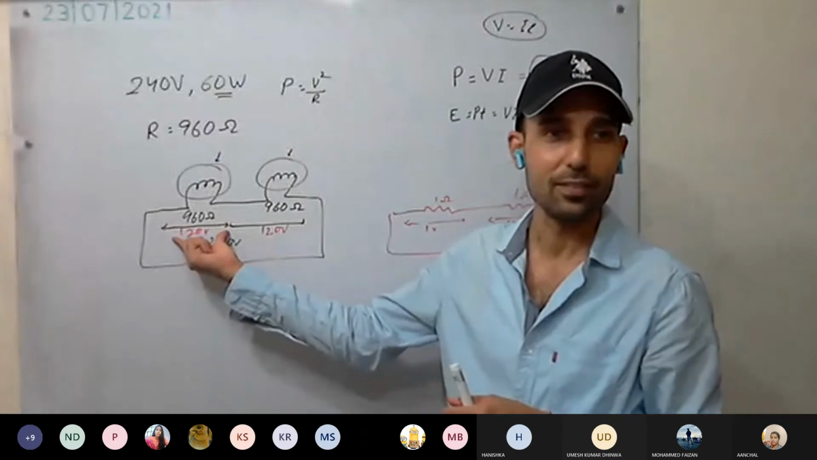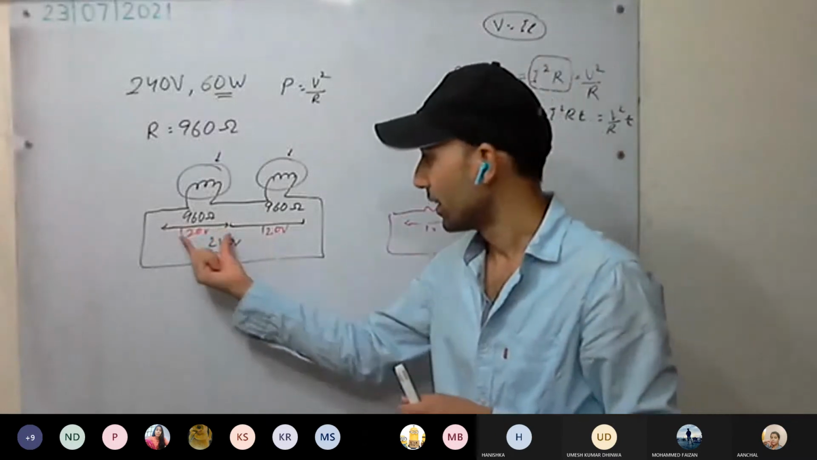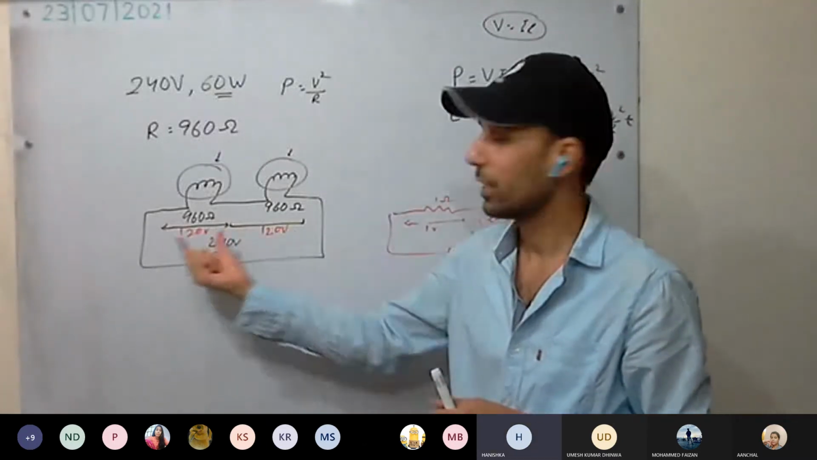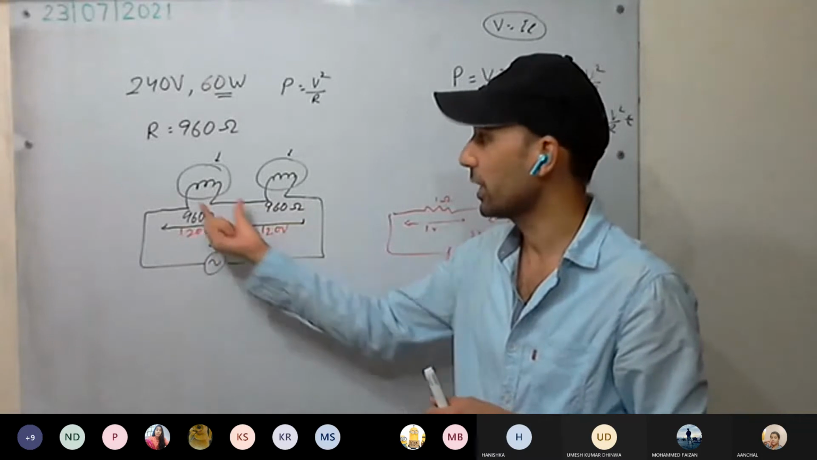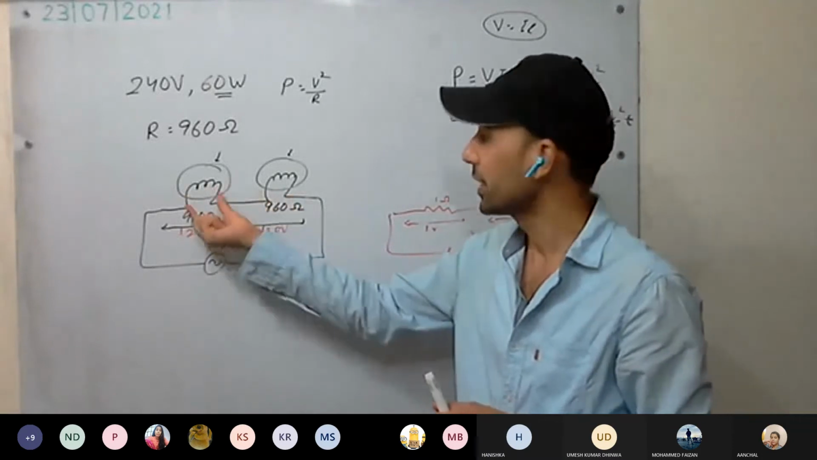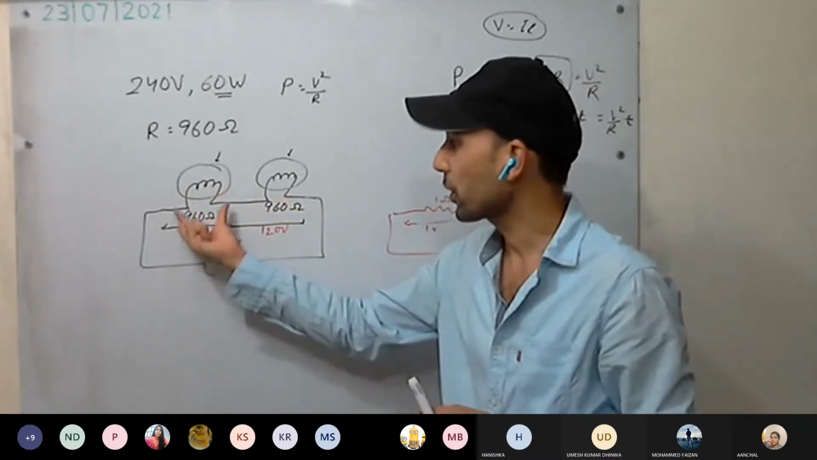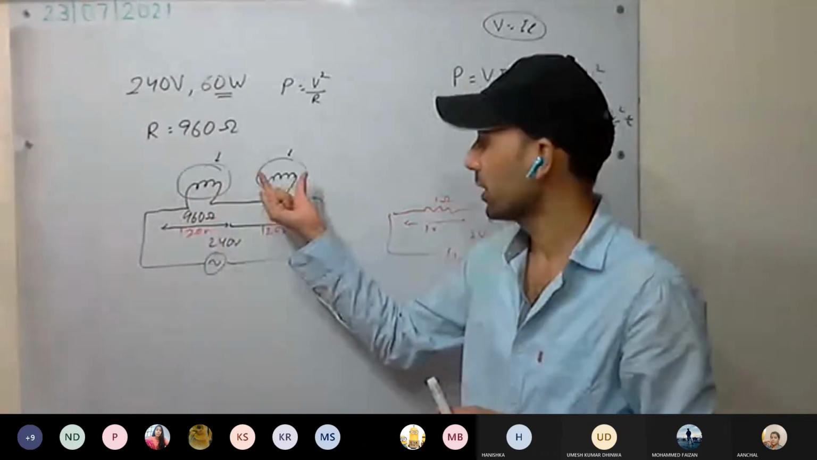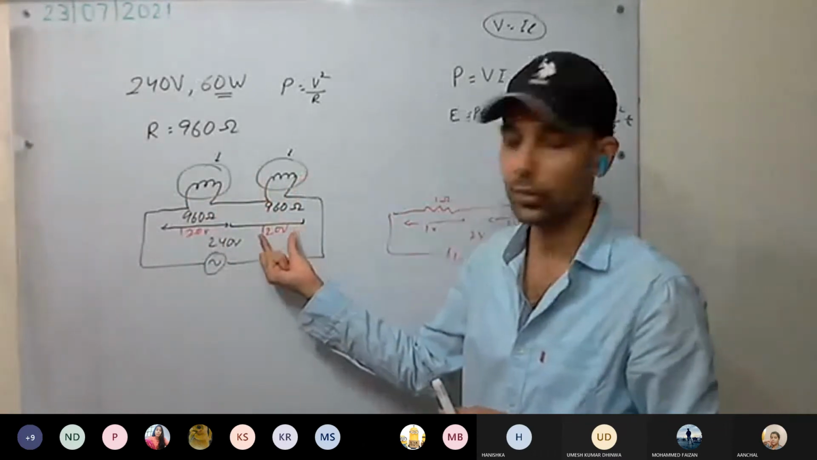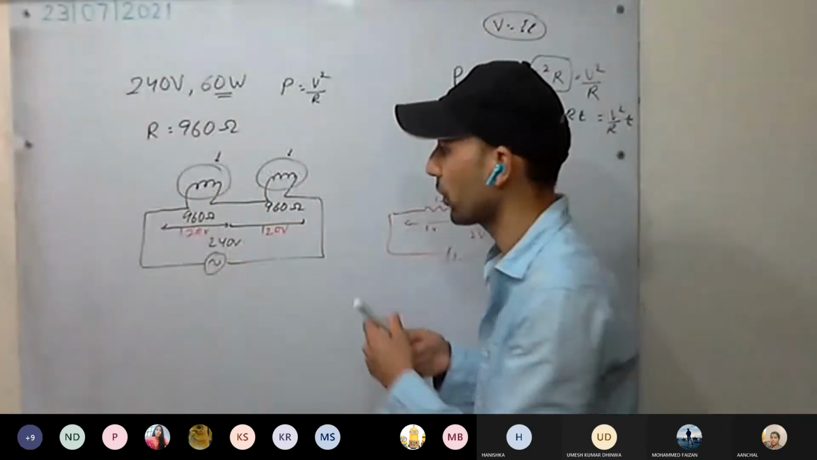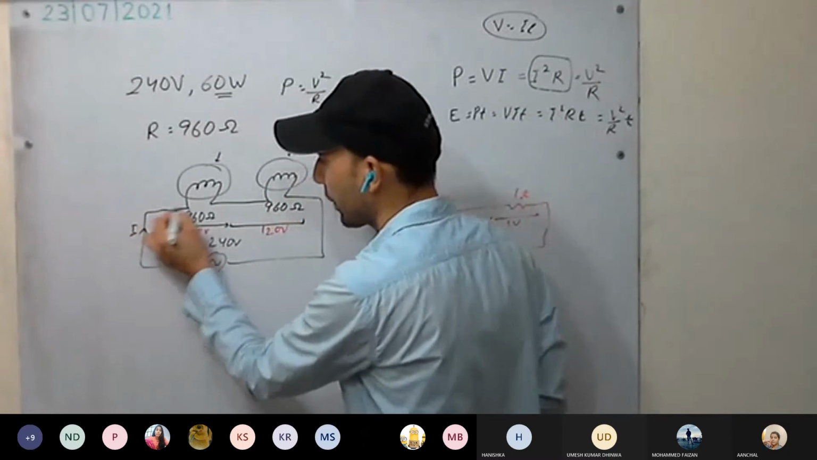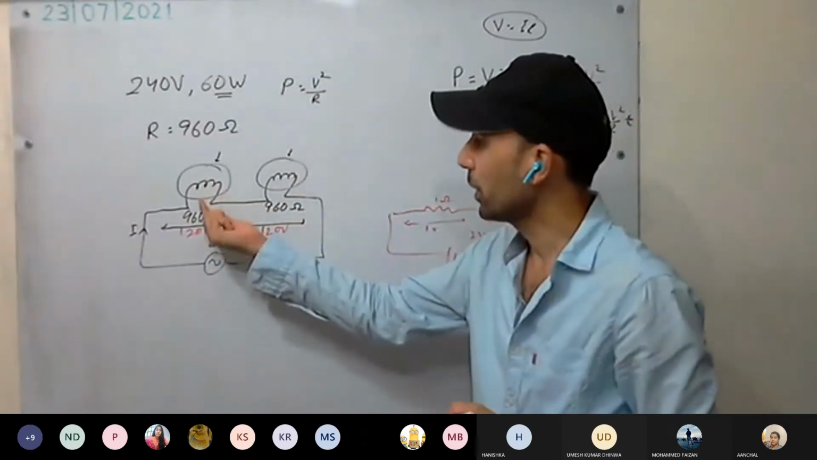Are you all here? 120 volt? Yes, sir. Okay. 120 volt, 120 volt. Since both are the same resistances, same bulb, so drop across first bulb will be 120 volt. Drop across second bulb will be 120 volt. So total of 240 volt. Okay. Same current is flowing. Okay. What will be the power now?